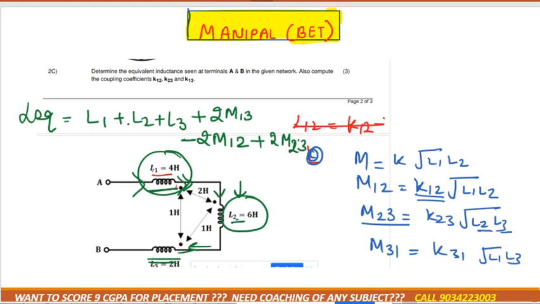Now we know all the values, L1 and M1 to M. We can substitute them, then we'll get the answer.